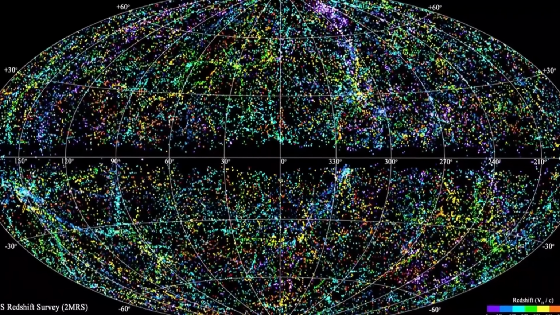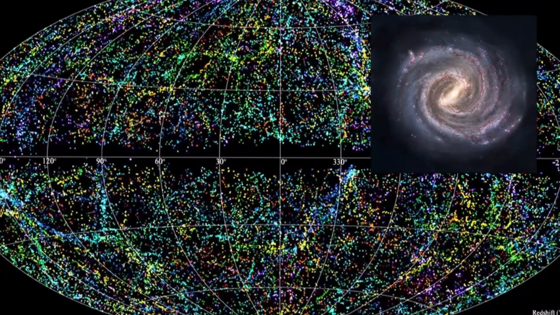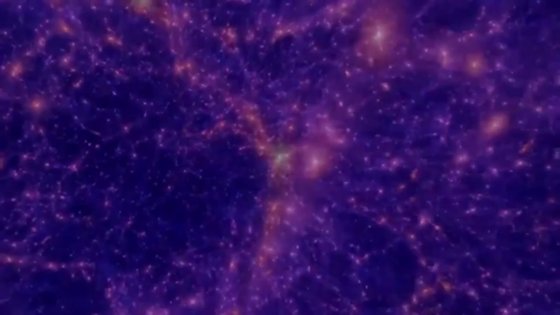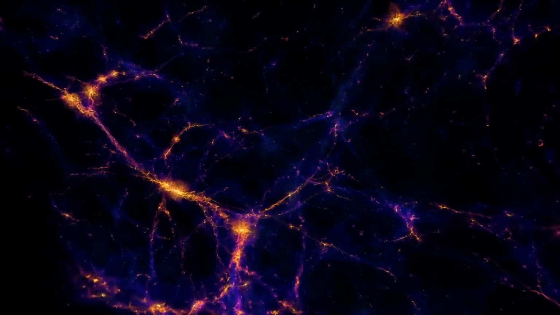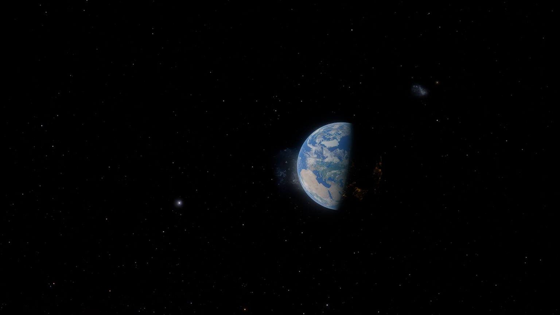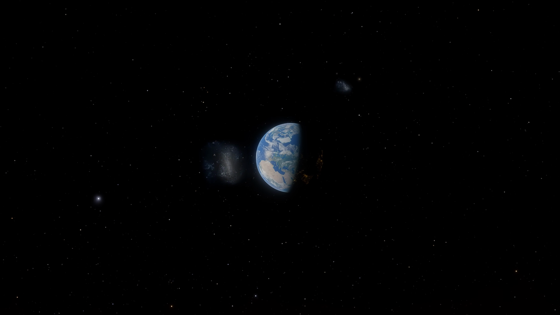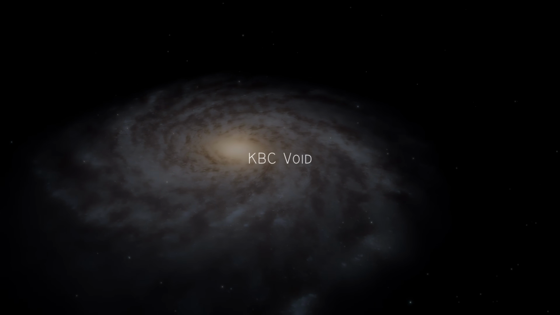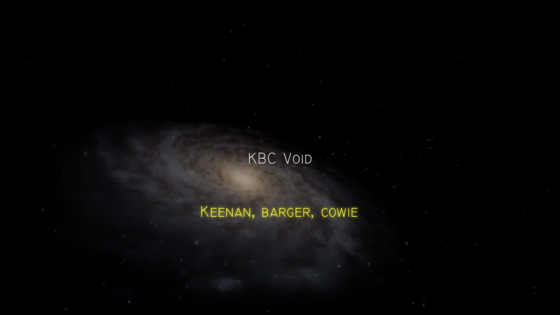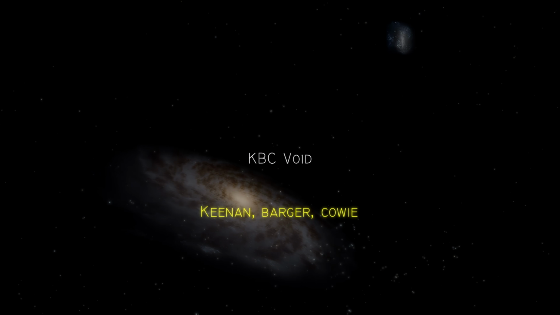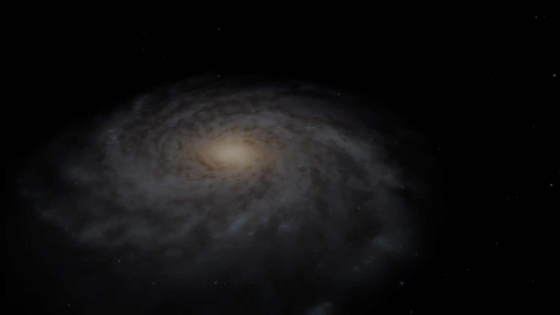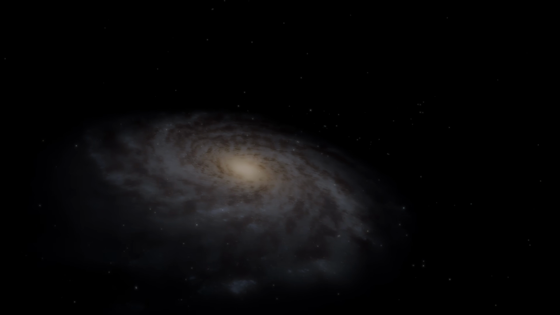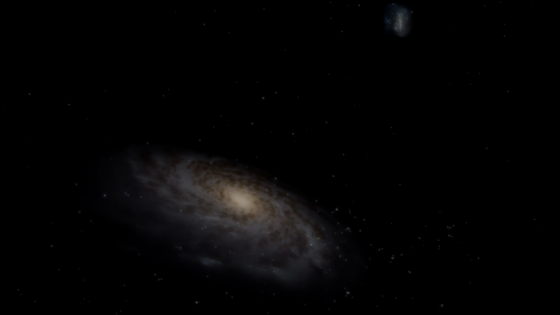Astronomical discoveries suggest that our galaxy, the Milky Way, sits near the center of a massive cosmic void. They used redshift surveys to map the positions of galaxies in 3D. What they found was astonishing. Our corner of the universe is much emptier than we thought. It's named after the scientists Keenan, Barger, and Cowie, who proposed its existence around 2013. Estimates suggest it spans around 2 billion light-years across, making it one of the largest known voids. The KBC void is around 7 times larger than typical cosmic voids predicted by our current models.